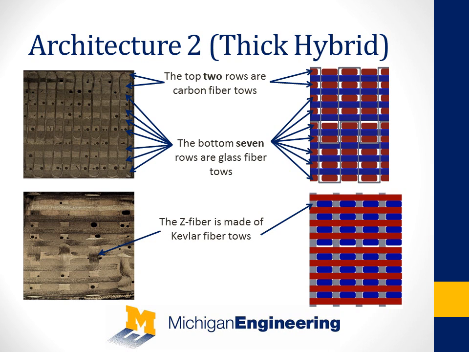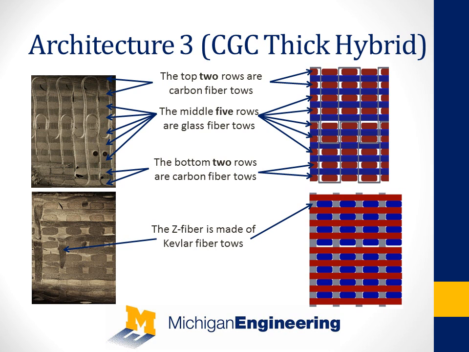Architecture 2. The thick hybrid. As you can see from the image, in the top 2 rows you have carbon fiber toes, and in the bottom 7 rows, in comparison to the 3 of the thin hybrid, you have glass fiber toes.